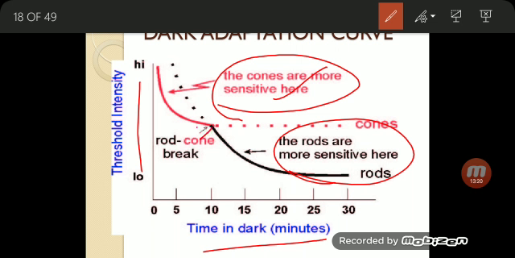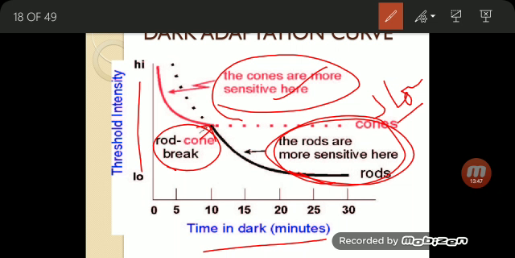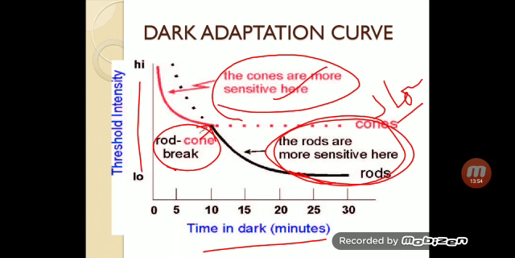There is a rod cone break. After the first phase, there is a sudden change in the slope of the curve, and this point of the curve is called the rod cone break. This rod cone break represents where rod sensitivity begins to exceed cone sensitivity, and the remaining part of the curve is determined by the continuing adaptation of the rods. So rod adaptation is the second phase of the curve and it is very slow. This phase is a gradual decrease in the threshold and it is completed by 20 to 30 minutes. In this, the sensitivity of the eye in the dark room increases by lakhs.